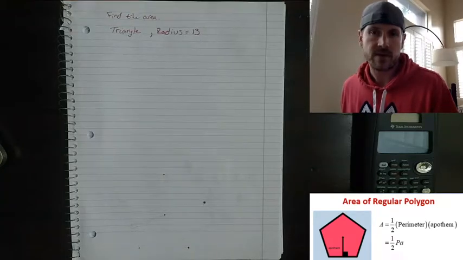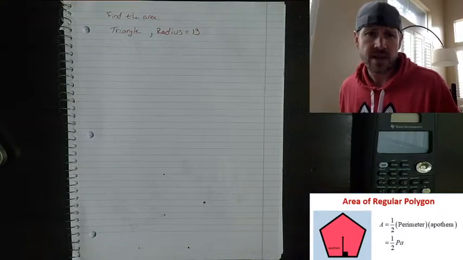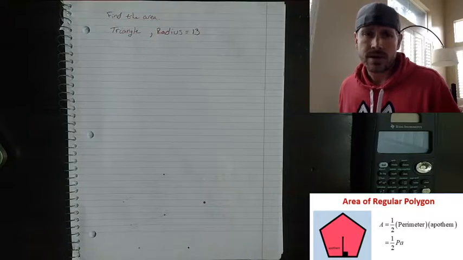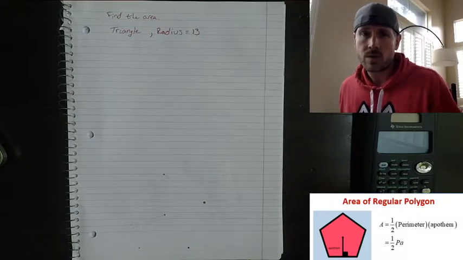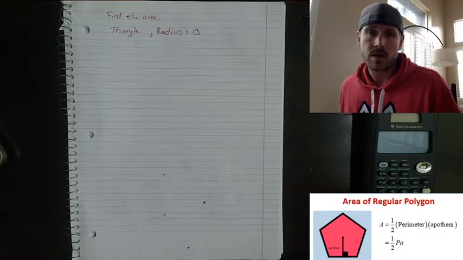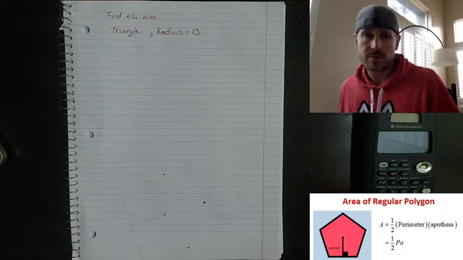Alright, here we're going to find the area of a triangle, and we're going to use the radius of 13. This one's a little tricky, so let's see if we can figure this out. We have to use some definitions from long ago and what we know about triangles to make this work.